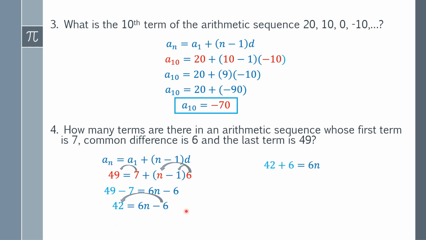So we will have 42 plus 6 equals 6n. Simplify, we will have 48 equals 6n. So to get the value of n, we need to remove the 6. So divide both sides by 6. And then 6 will be cancelled out. So what is left is n is equal to 48 divided by 6, which is 8. So we have 8 as our n. So there are 8 terms in this given.